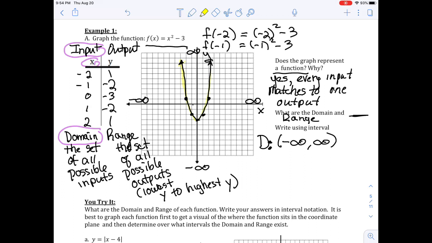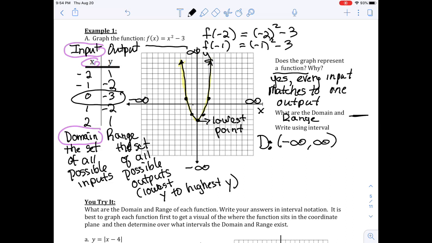So let's take a look at the function. Okay, so I've highlighted it in yellow. The lowest point of that yellow function is right here. This is the lowest point. It's actually called the minimum. It's called the minimum point. And that point is right here in our table, 0, -3.